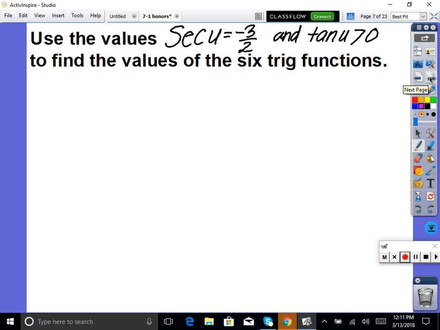Use the values secant of u is equal to -3/2, and the fact that tangent is greater than 0 to find the sixth trig function. So first of all, this is not on the unit circle, is it? That's not a simplification of the unit circle. So you'd say, okay, well this must be a right triangle trig then. So I put it at right triangle.